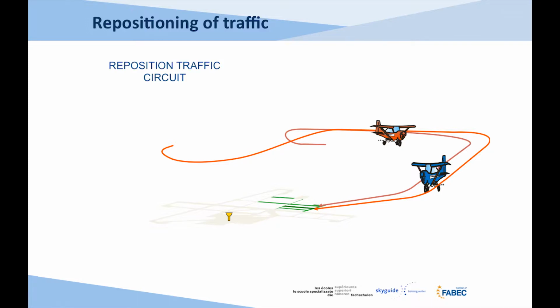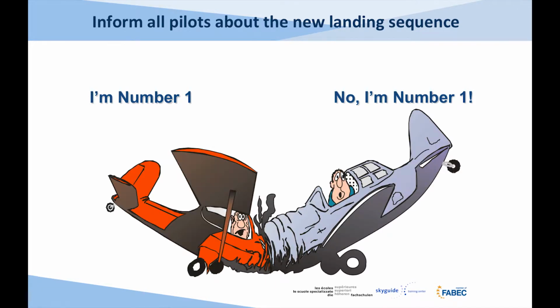So changing the runway means that you have to reposition your circuit traffic and also adjust the landing sequence. It is vital that you inform all your aircraft about their new number in sequence in order to avoid uncomfortable or even unsafe situations for you and your traffic.